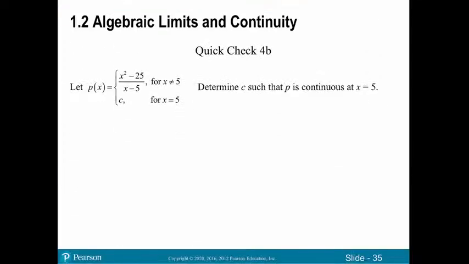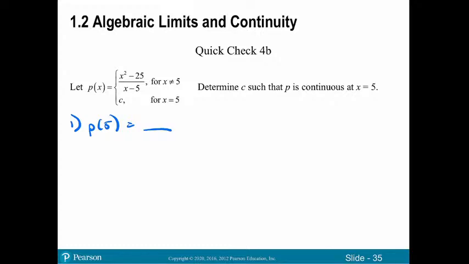Quick check. Determine a c such that p is continuous at x equals 5. Okay, so what we're going to do is just work through those conditions again. If we want this to be continuous, the first thing that needs to happen is that p of 5 needs to be defined. Okay, it needs to be something. I'm going to leave that open for right now and come back to it. I don't know what it needs to be equal to, but I know it needs to exist, right?